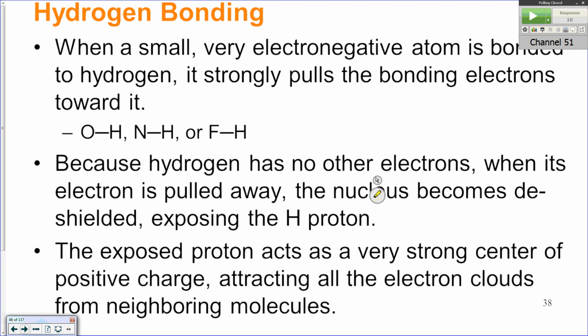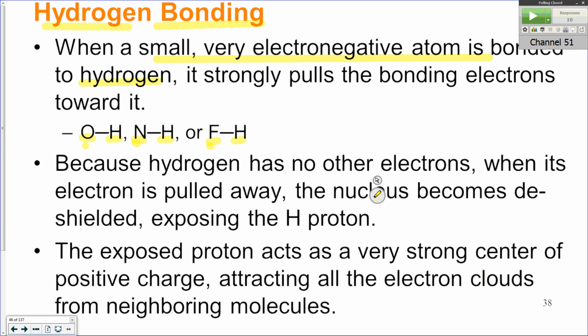The next type of intermolecular force, we've had dispersion forces and dipole-dipoles. The next one is the hydrogen bond. A hydrogen bond only occurs in very unique situations in molecules. It's when you have a small, very electronegative atom bound to a hydrogen atom, and those atoms pull the electrons towards them strongly. There are only three cases where it occurs: oxygen connected to a hydrogen, nitrogen connected to a hydrogen, or fluorine connected to a hydrogen. And it's not just the presence of the oxygen, nitrogen, or fluorine. It's got to be connected to the hydrogen.